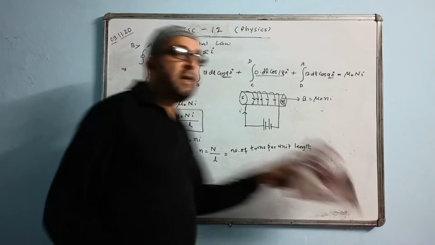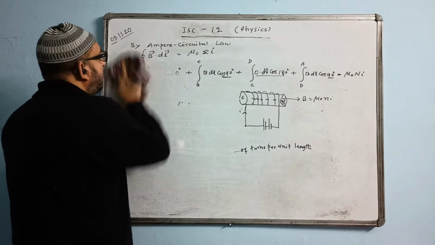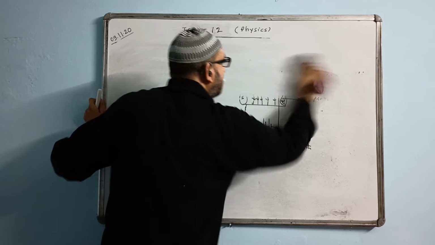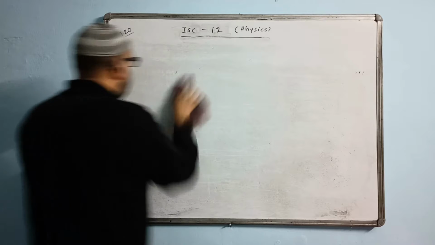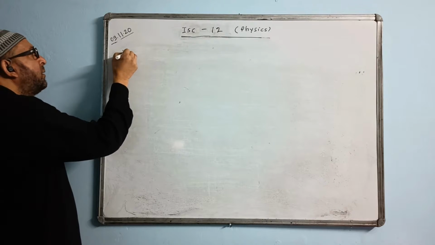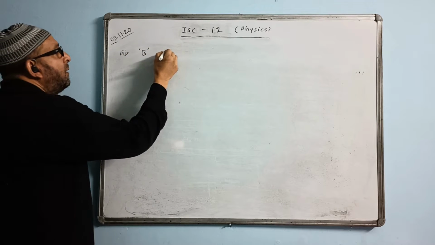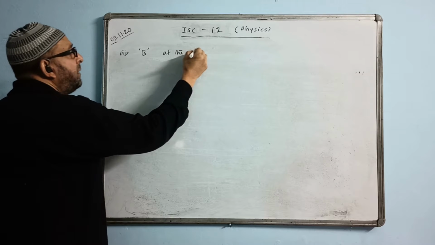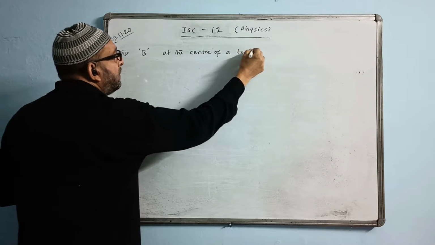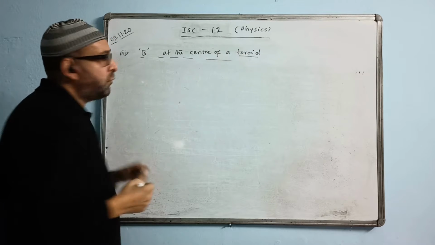Now, the next application of Ampere's law is, though it is there in the syllabus, but it will not come. Next one, number 3 application is B, the magnetic field at the center of a toroid.